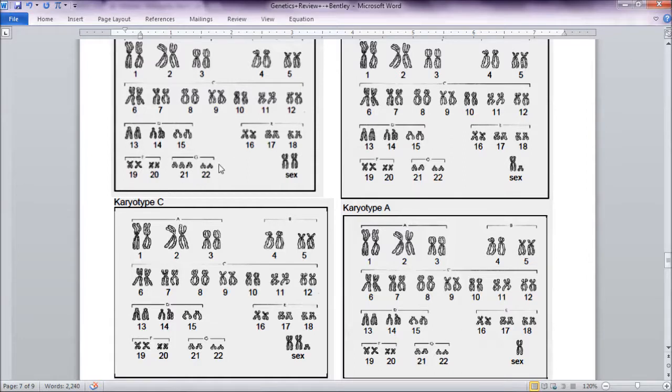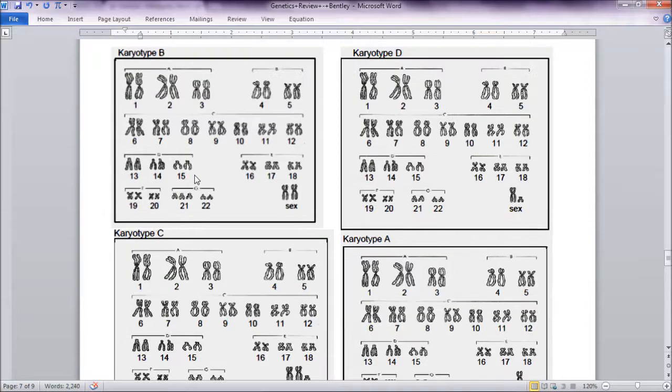All of these are pairs of 2. Oh, not right here. 21 is an issue. This person's got an extra 21. That's called trisomy. Anytime you have 3 of the same chromosome, it's trisomy, which is easy to remember because tri means 3, like a tricycle has 3 wheels. So this person has an extra chromosome, giving them a total of 47 because of an extra one on the 21st pair. So that is called Down syndrome. So karyotype B will have to be Down syndrome.